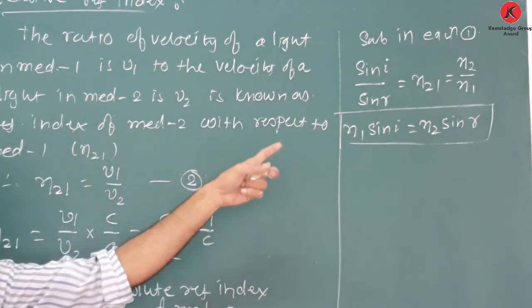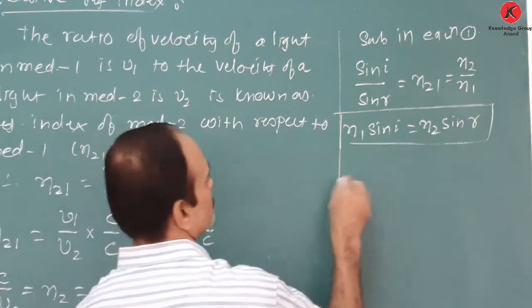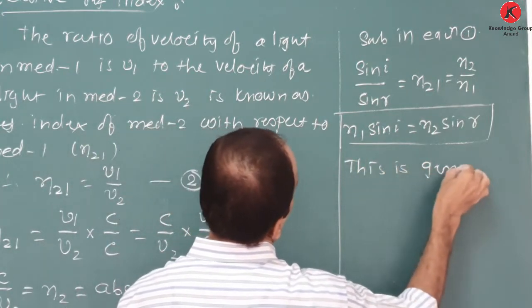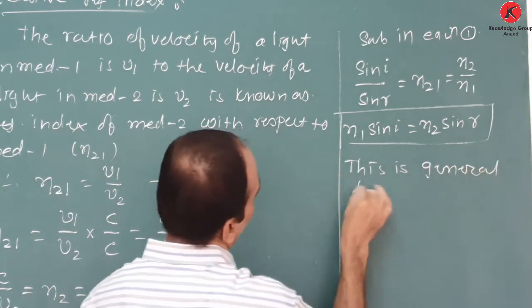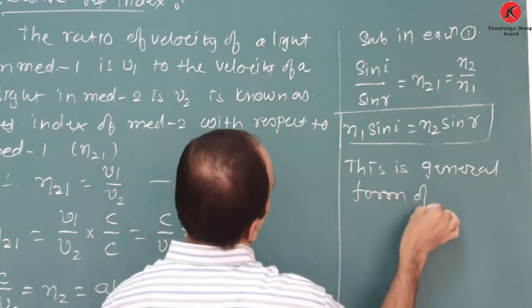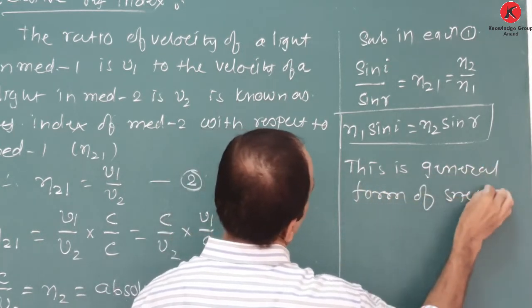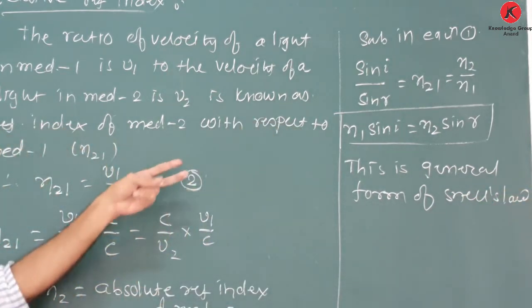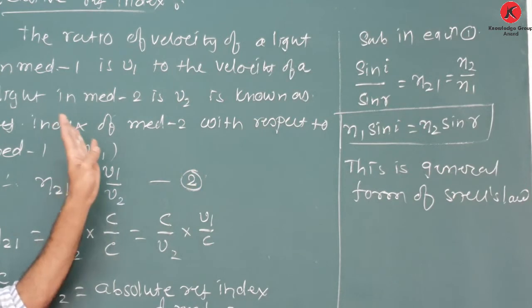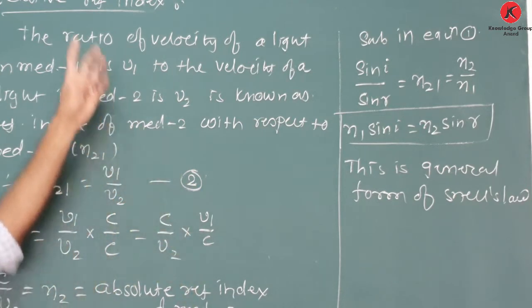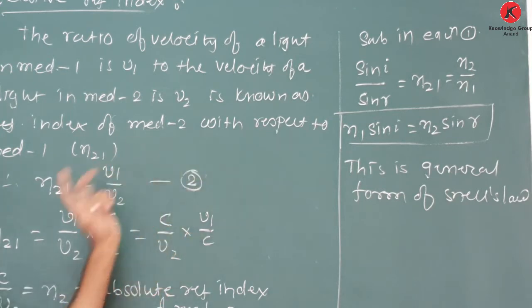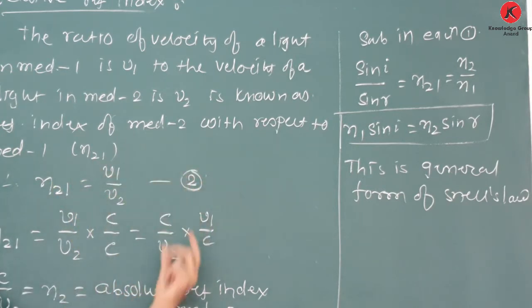So, this is the general form of Snell's law. This equation is very easy to derive only from the definition of absolute and relative refractive index of the medium. We can obtain this equation of the general form of Snell's law.